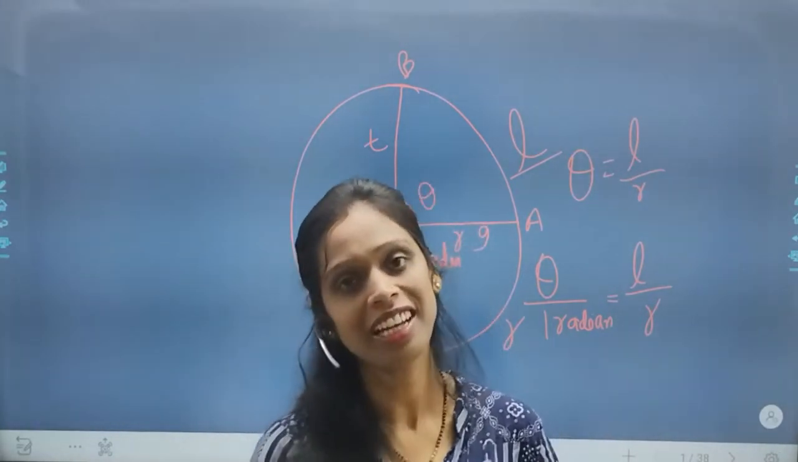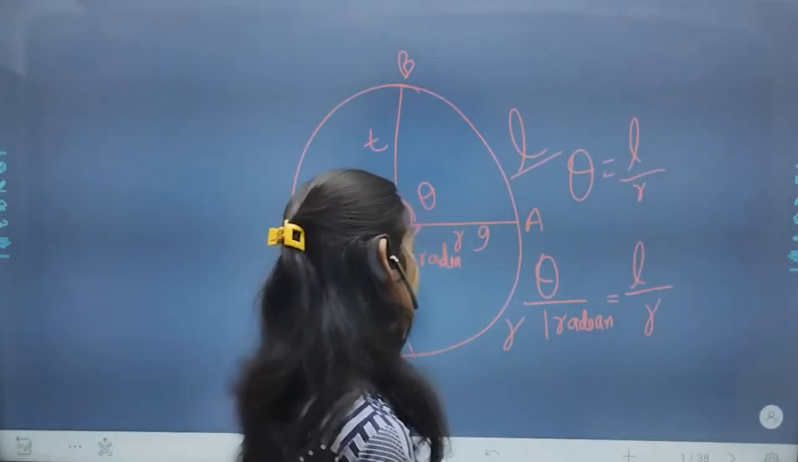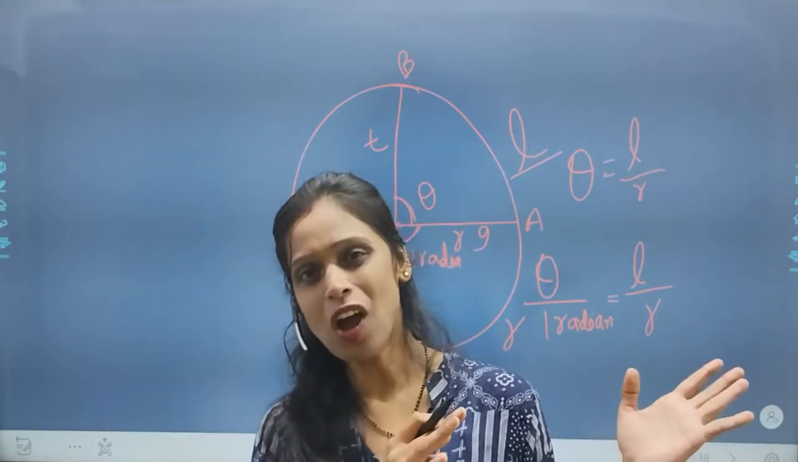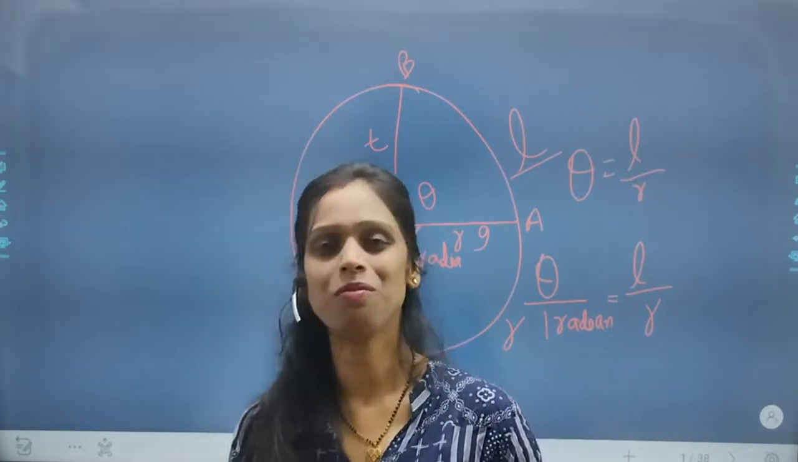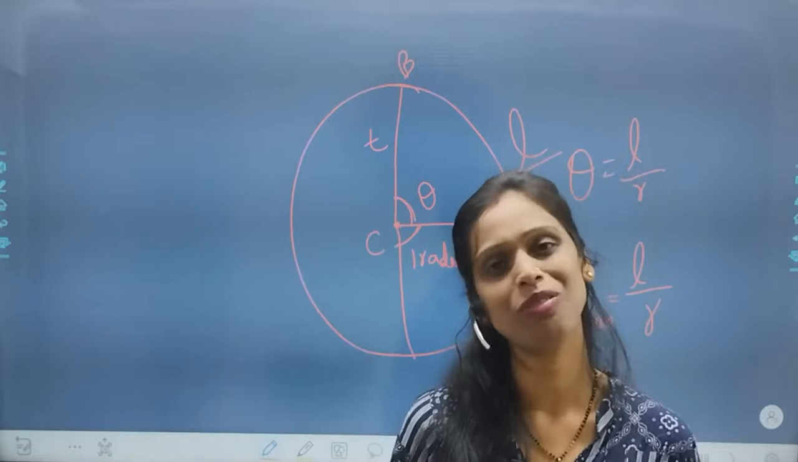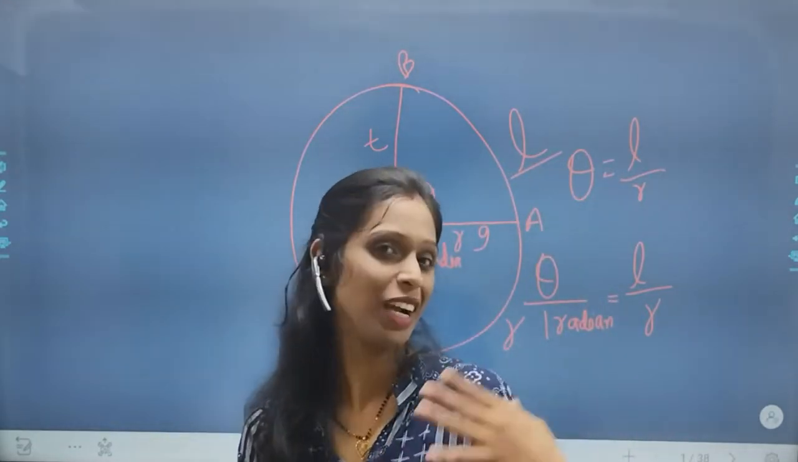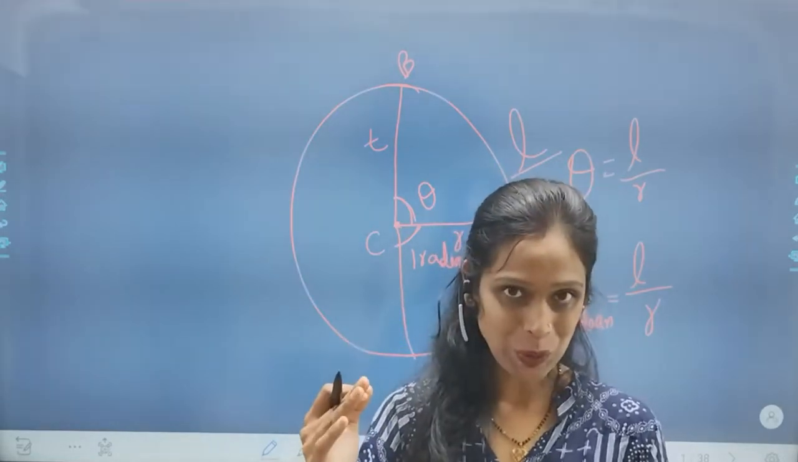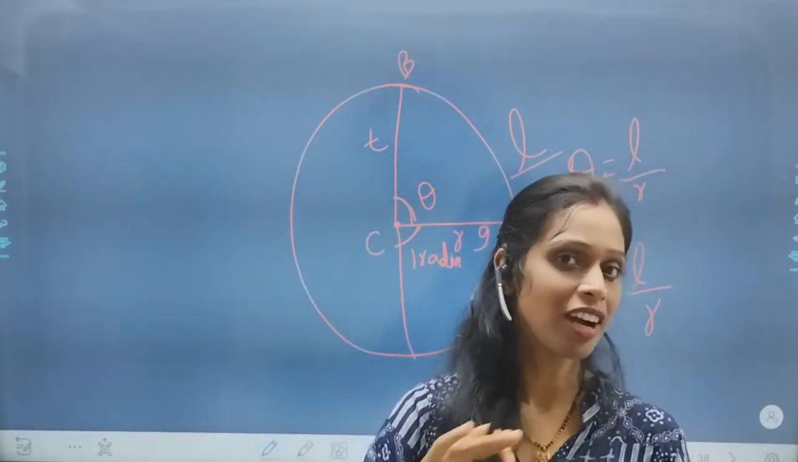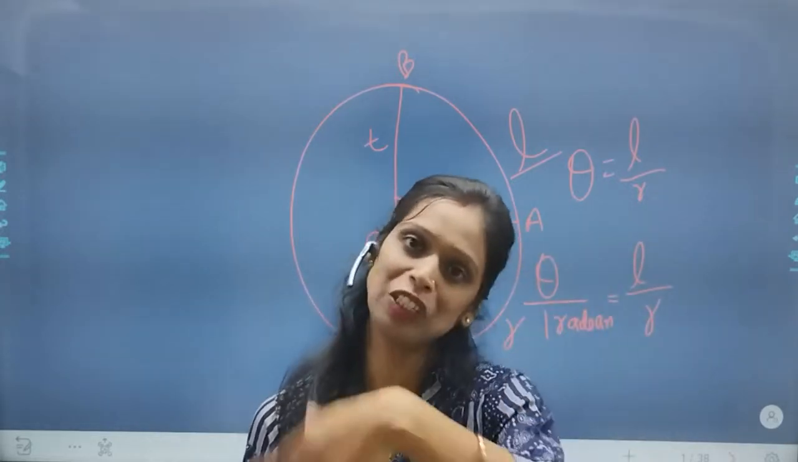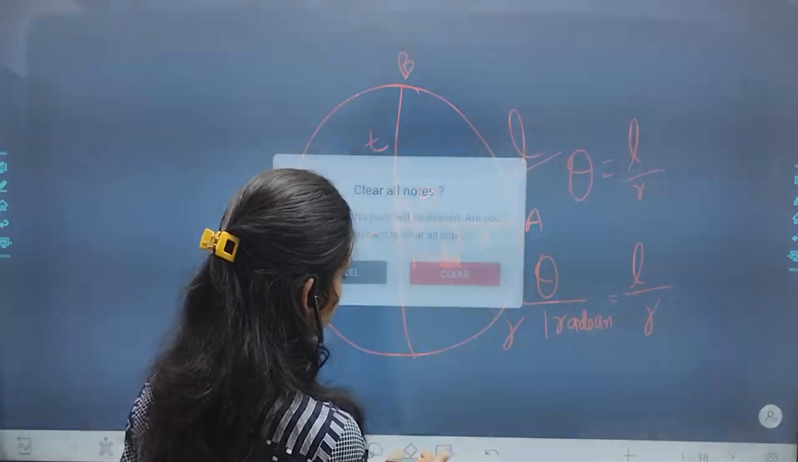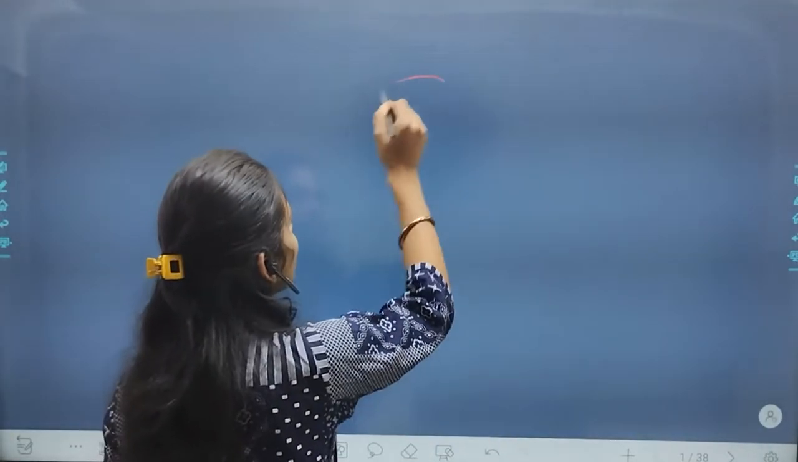Now I think you have understood how to connect theta with L and R in a very crystal clear manner. Now let's start how to convert a degree into a radian and a radian into a degree. Let's go.